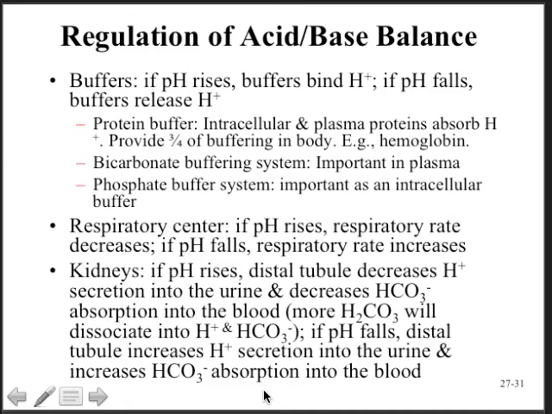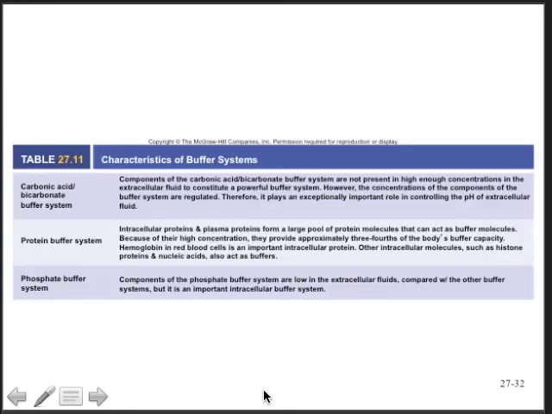And the kidneys, of course, play a major role. If the pH rises, the distal tubule decreases proton secretion into the urine and decreases bicarbonate absorption into the blood. As a result, more carbonic acid will dissociate into protons and bicarbonate. If the pH falls, the distal tubule increases proton secretion into the urine and increases bicarbonate absorption back into the bloodstream.